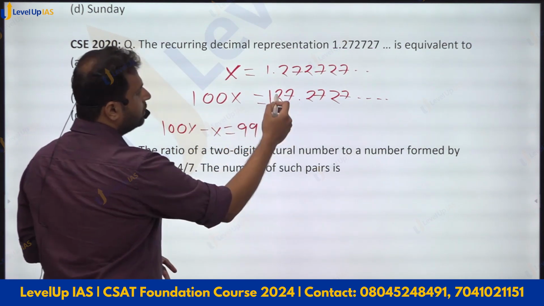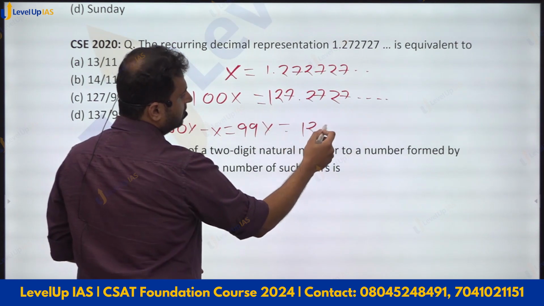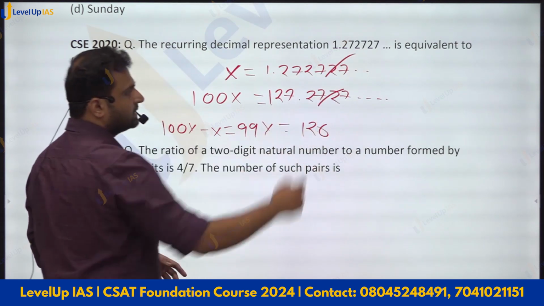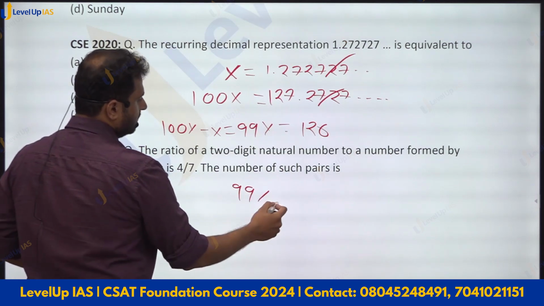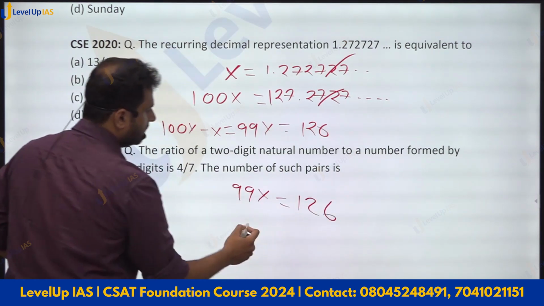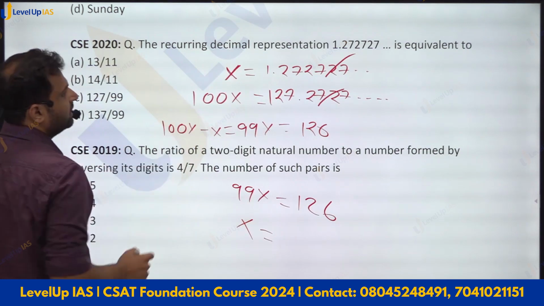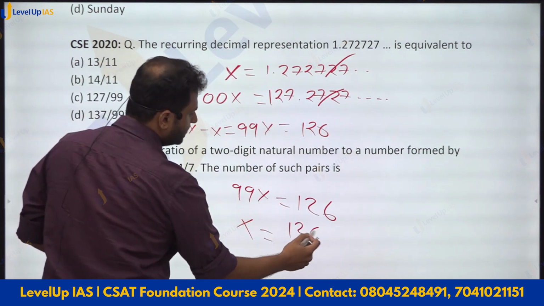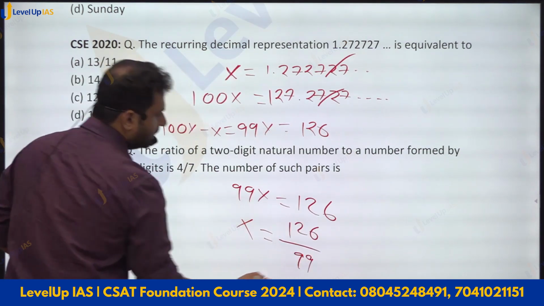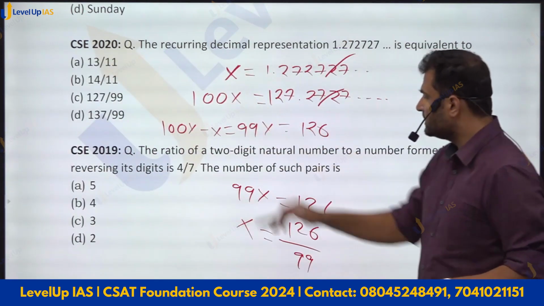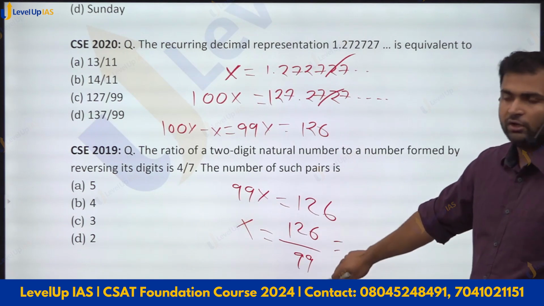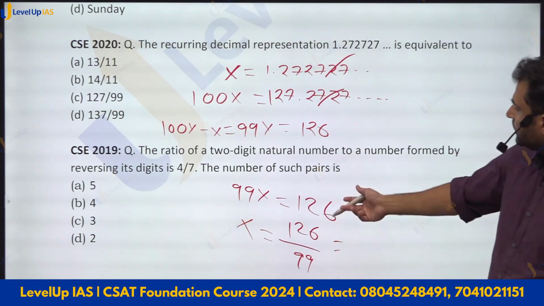99x equal to 127 minus 1, because this part will just be cancelled. So we have 126. So 99x is equal to 126. So x, which was my original number, is just 126 by 99. But note that that is not in the options, but both the numerator and denominator are divisible by 9.